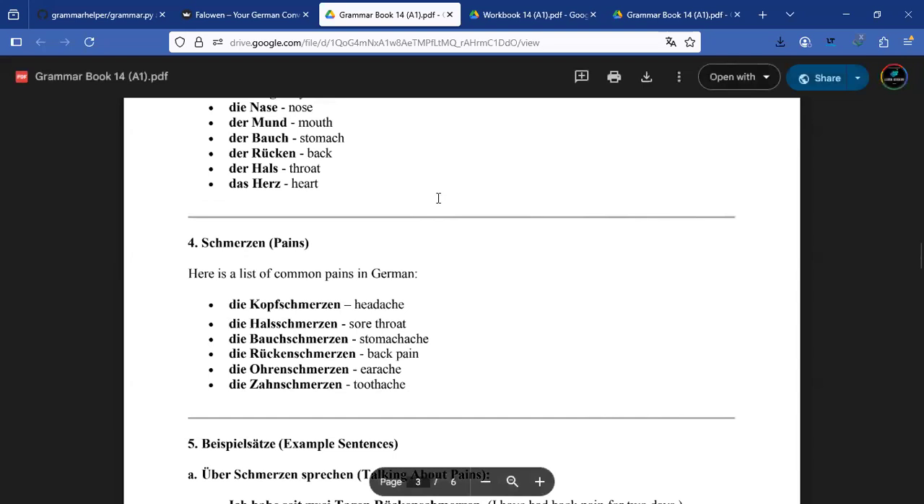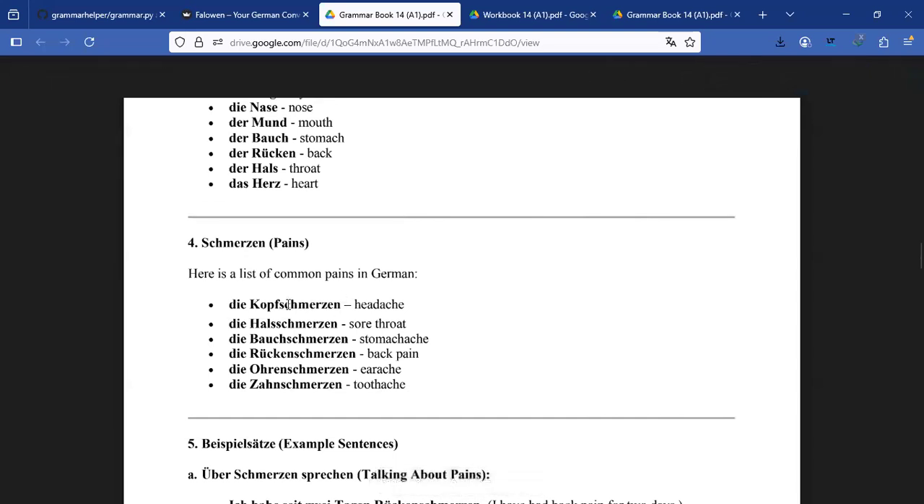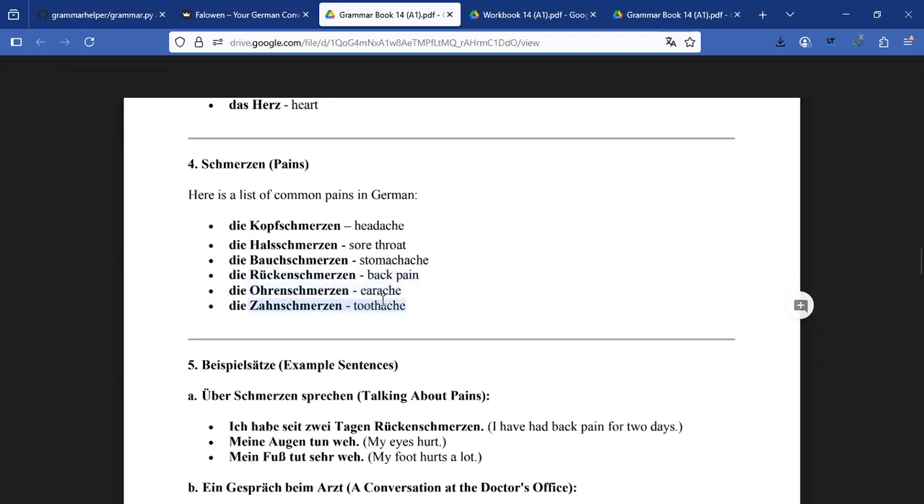So some of the common pains in German, like Kopfschmerzen, Halsschmerzen, that is sore throat, Bauchschmerzen, stomach pain, Rückenschmerzen, back pains, die Ohrenschmerzen, earache, the Zahnschmerzen, which is going to be toothache.